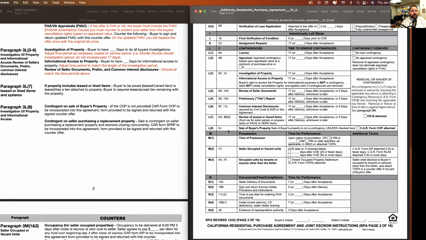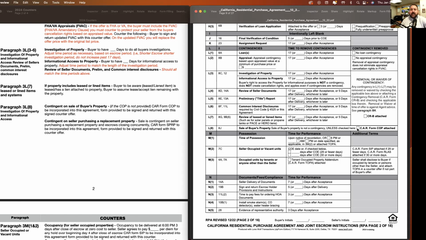Now there's a couple things. We're looking at paragraph 3L8 right here. If they've checked off this box that it's contingent, and for some reason they didn't include the COP, or if I don't agree with the way the COP was filled out, right? If I don't like the terms of the COP, then I'm going to write: CAR form COP to be incorporated as agreement, form provided to be signed and returned with this signed counteroffer. That's what I'm going to do. I'm going to put my own COP attached to it, if either A, there isn't one, they didn't send it, they just checked off the box that it was contingent, or B, I don't like the terms of the COP. I'm going to write up my own COP. And that's what you guys should do.